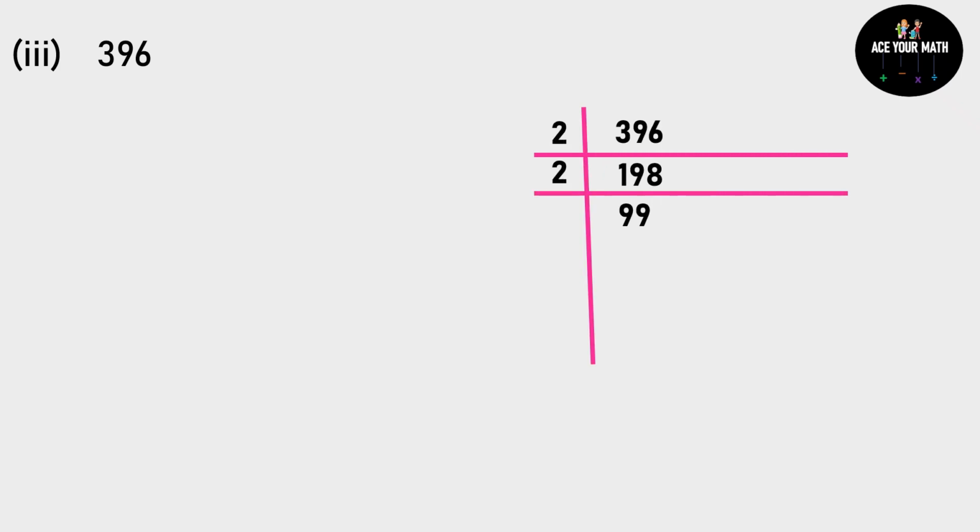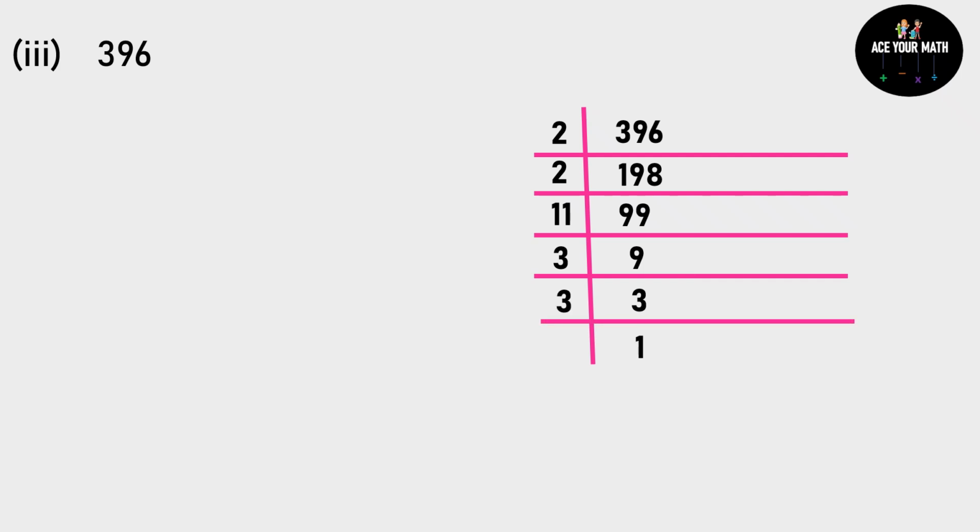Okay, now let's try the next sum. It is 396 given. Again, we'll follow the same steps. Find the prime factors, divide it by 2. You get 198. Again, divide by 2. You get 99. 99 is very easy to solve. It is divisible by 11. You get 9. Divide again it by 3. You get 3 at the end. Now again divide it by 3 to get 1 at the end.